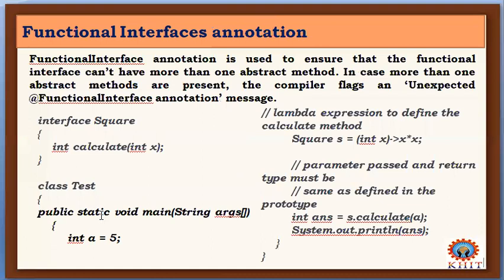Okay, next. The functional interface annotation. An annotation is a small expression. Generally, annotation means a small expression used to ensure that the functional interface can't have more than one abstract method. In case more than one abstract method is present, the compiler flags an unexpected functional interface annotation message.